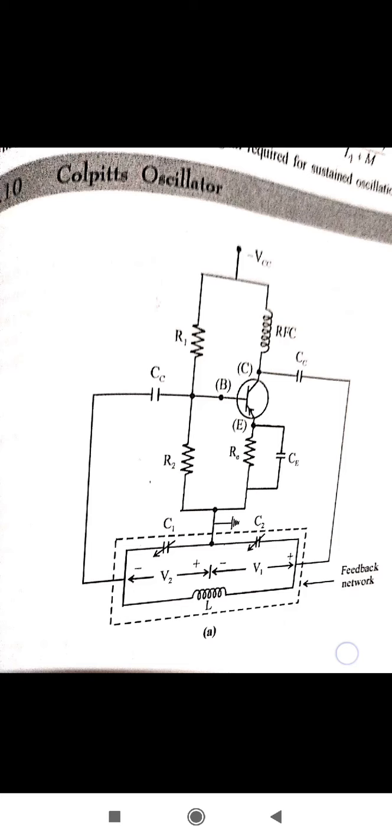So all the things are the same, but here we generate the 180-degree phase shift via the capacitors C1 and C2, provided to the base of the transistor, and the collector output is fed back into the circuit. So a total of 180 degrees is generated by the capacitors C1 and C2, and the remaining 180 degrees by the base-emitter junction of the transistor. So we have generated a total phase of 360 degrees.